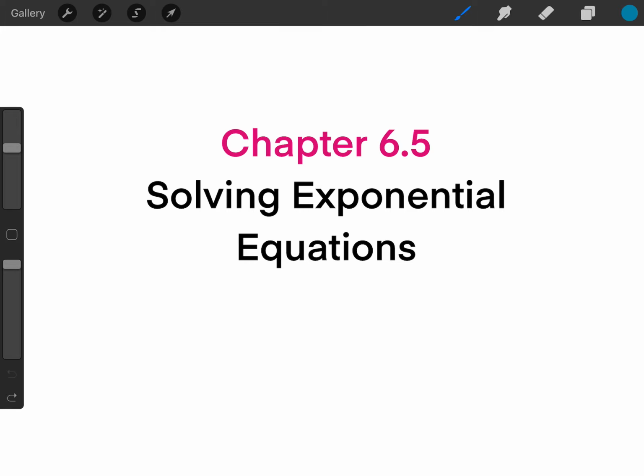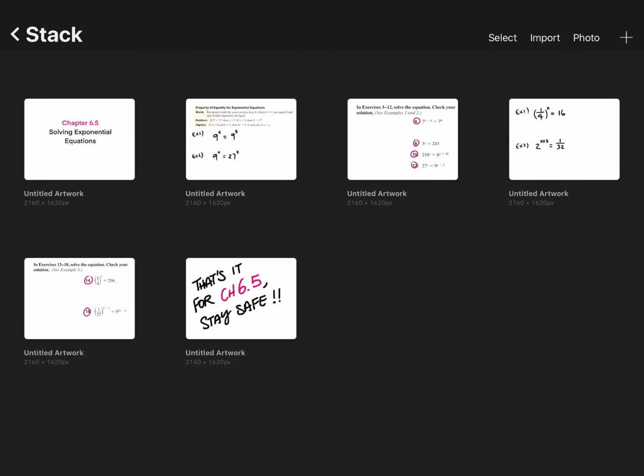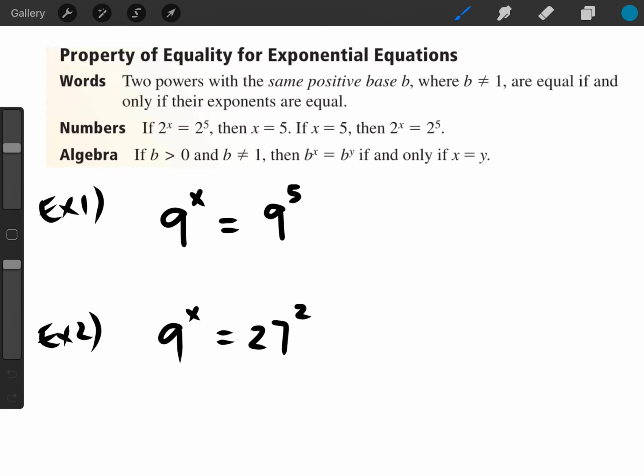All right, this is chapter 6.5. We're going to be solving exponential equations. So it's going to be a short lesson. Let's get started with the first part of the examples.